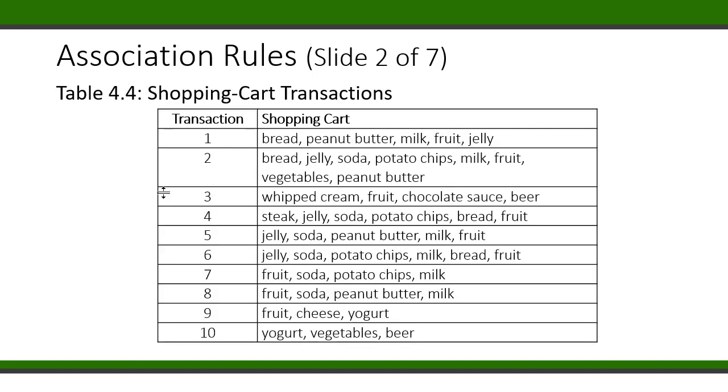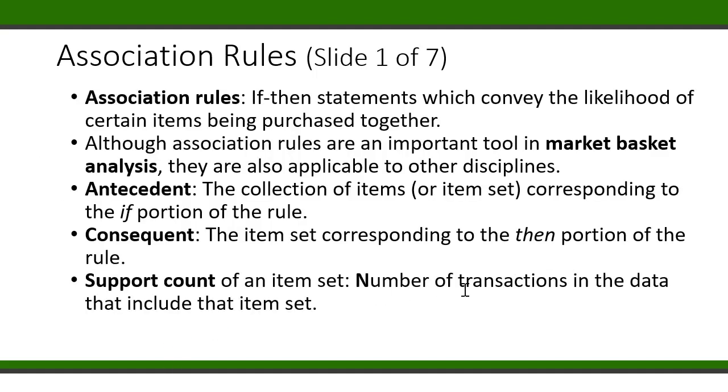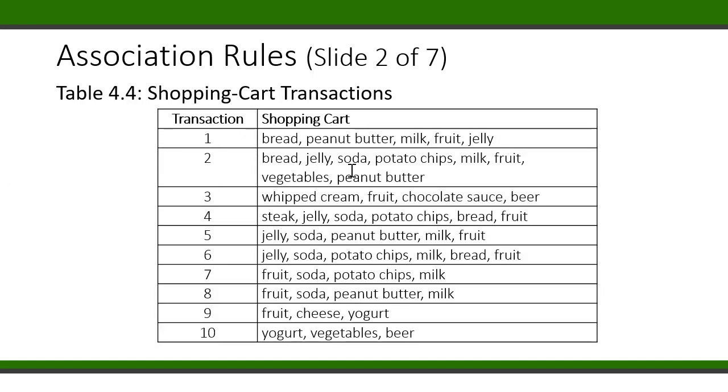So let's say we have a company or a grocery store that would like to get some insight into their customers' purchase patterns, and hopefully from that they can improve the in-aisle product placement and cross-product promotions. So here's what each transaction has. If we look back at that previous slide, that's the number of transactions in the data that include the item set. So if we're looking for peanut butter, how many of those transactions included peanut butter? That's what they're referring to.